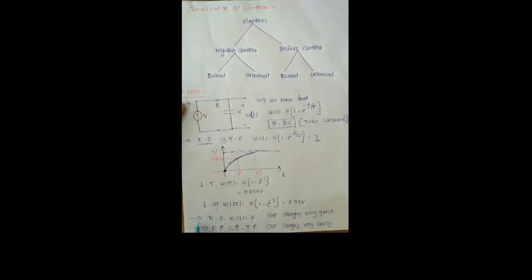With respect to this equation, we conclude some important points about the capacitor. For example, in the given circuit, the resistor equals 0, then Vc of t equals V volts. Therefore, the capacitor charges very quickly. If we increase the resistor value or the capacitor value, then the time constant tau also increases. Therefore, the capacitor charges very slowly.